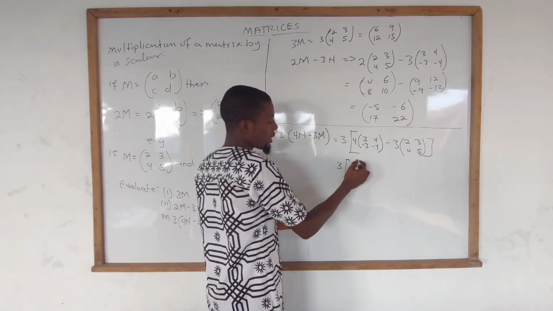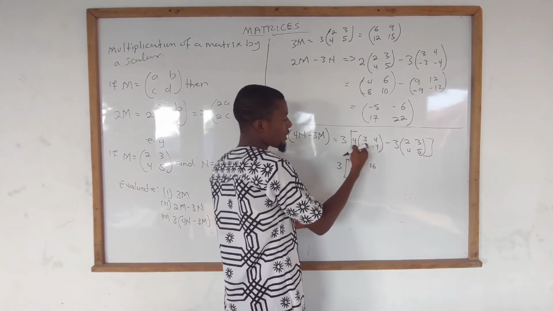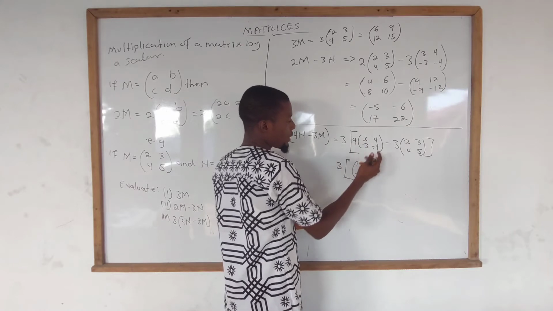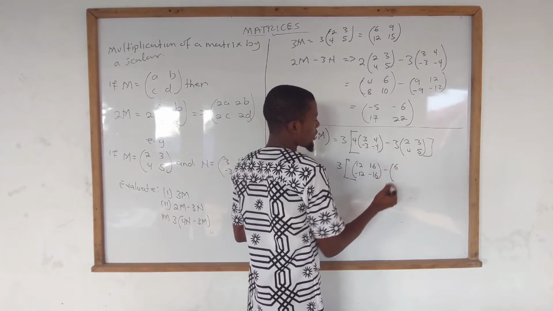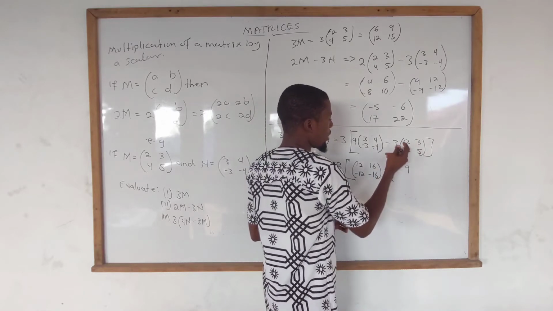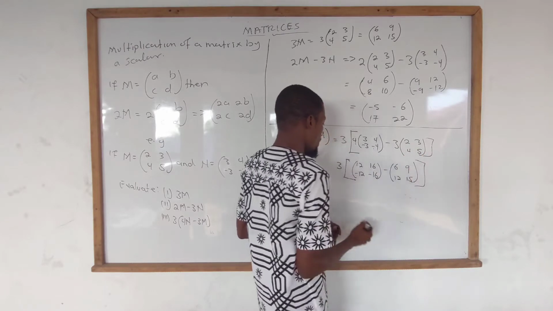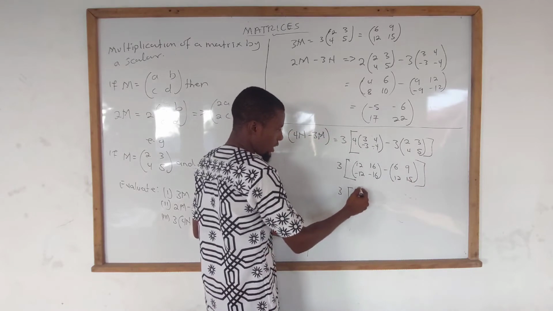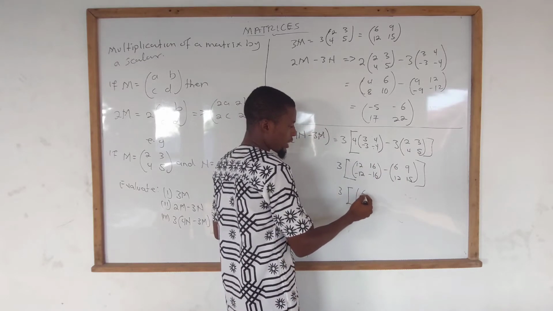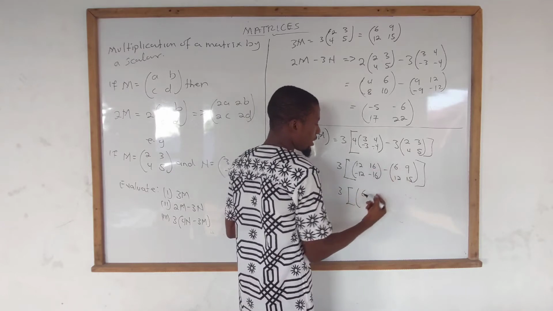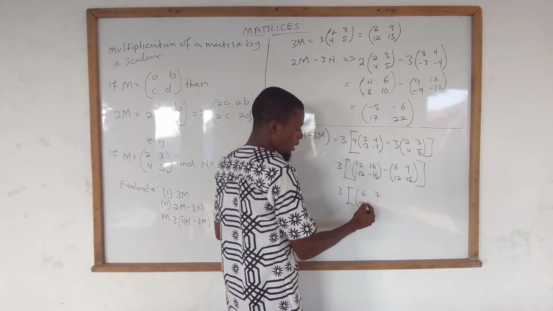Multiplying what's in the bracket, we have 4 times 3 is 12, 4 times 4 is 16, 4 times minus 3 is minus 12, and 4 times minus 4 is minus 16. Then minus 3 times 2 is 6, 3 times 3 is 9, 3 times 4 is 12, and 3 times 5 is 15. At the end, let me simplify what is in here. 12 minus 6 gives me 6, 16 minus 9 gives me 7, and minus 12 minus 12 gives me minus 24.